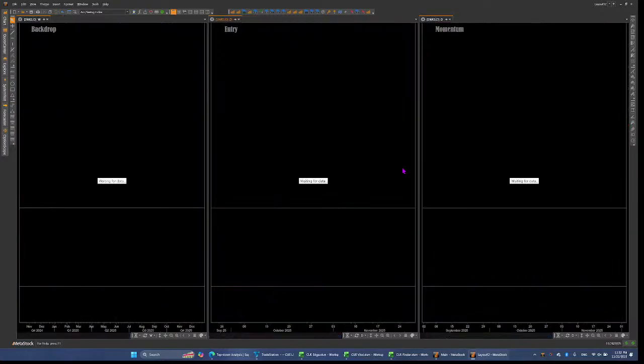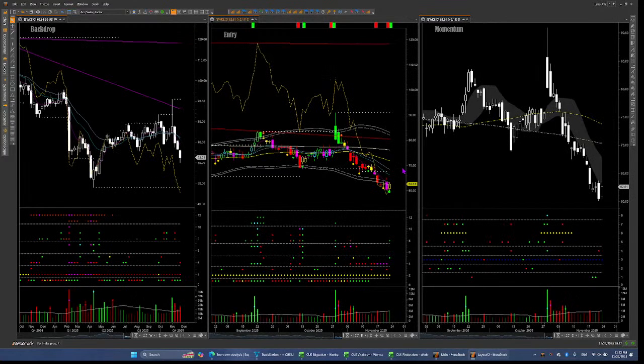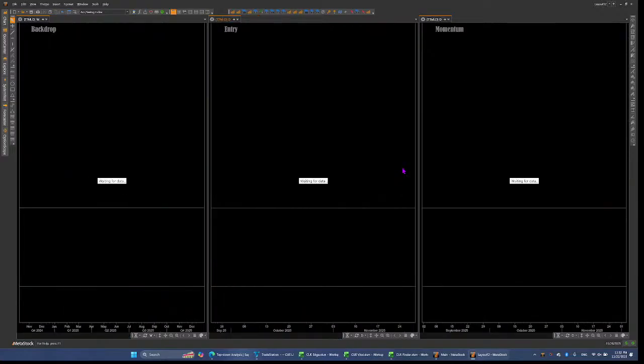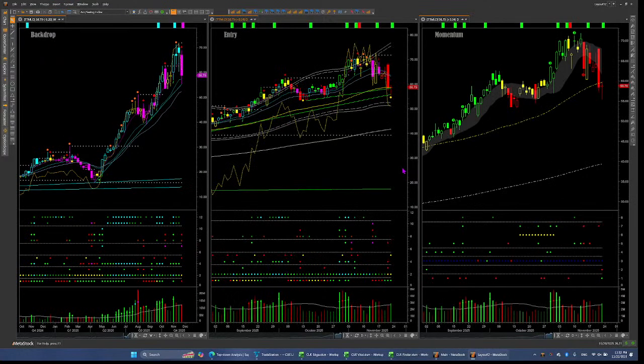Next one, SWKS, weekly does not allow me to buy. Move on to the next one, TTMI. This one is interesting. Daily and weekly both have trend line support.